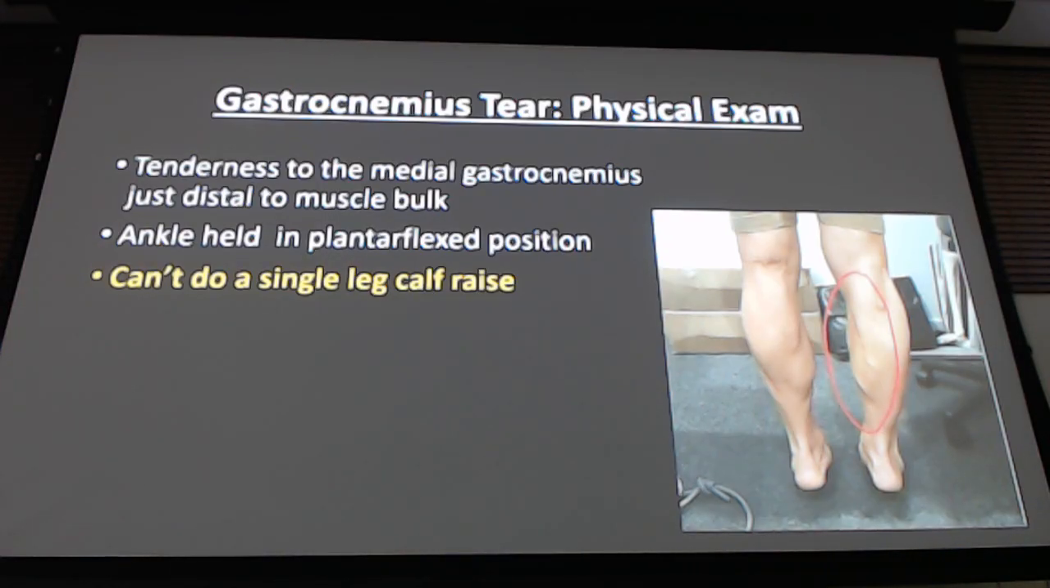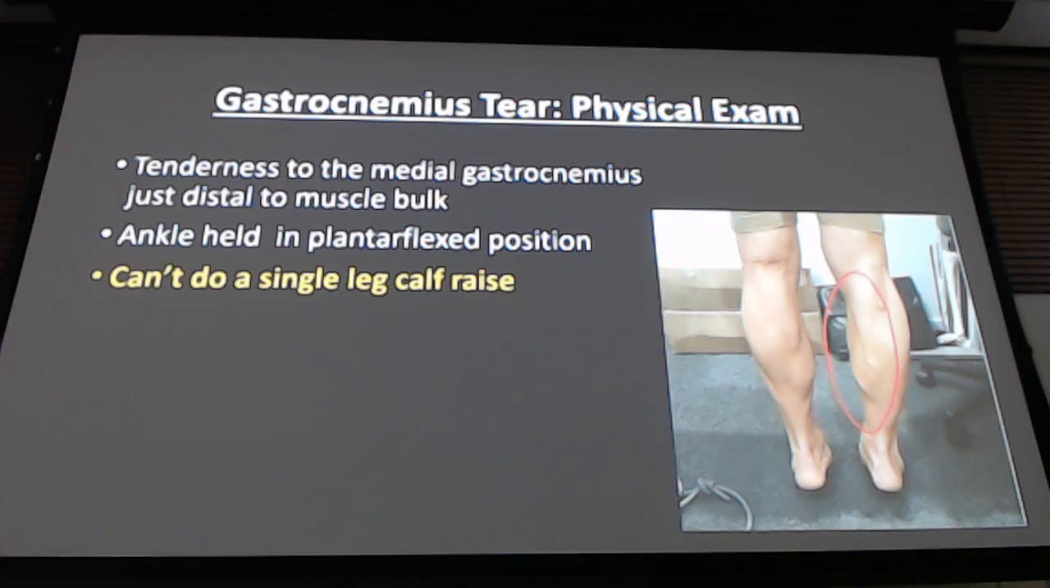So when you do your physical exam, they're going to have tenderness there, just distal to the muscle bulk. Everybody understands what I mean by muscle bulk, right? It won't actually be the muscle belly necessarily. Again, it's that musculotendinous junction, right? I lost one person already.